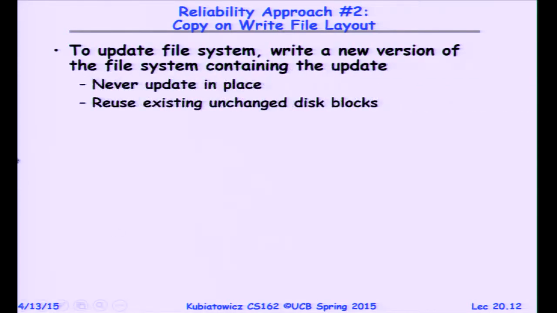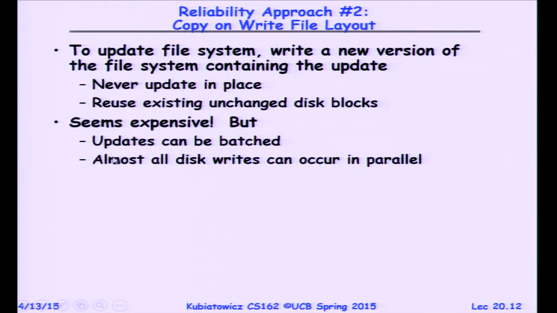Okay. So let's look at some better approaches here. So another approach might be, let's try a copy on write file layout. So to update the file system, we write a brand new version of the file system. So this is kind of what we were doing at the application level with the update. Never update in place and reuse existing unchanged disk blocks when we can. This is going to be an efficiency thing. And how many people think this seems pretty expensive? To rewrite every update's a brand new version of the file.